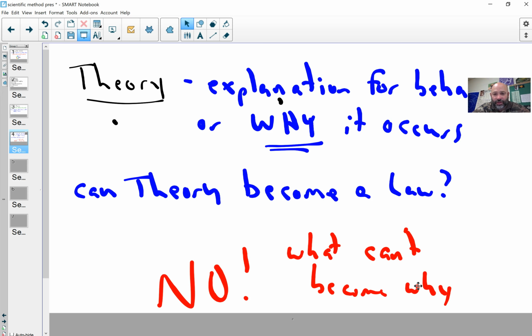You can get a good theory, a good explanation, but theories can change. If we find new data, or we have new experiments that show something else happening, something the theory can't explain, we have to change the theory. And that happens very often in science.